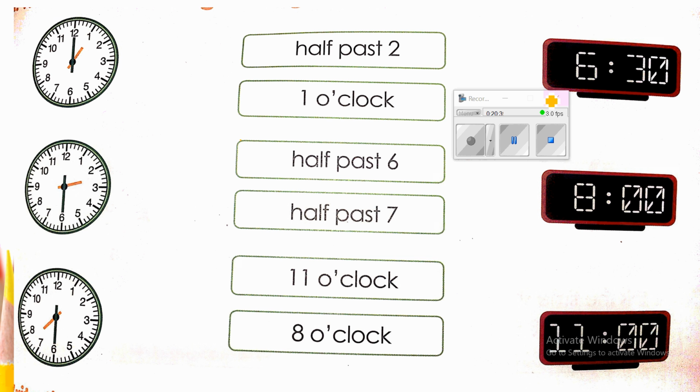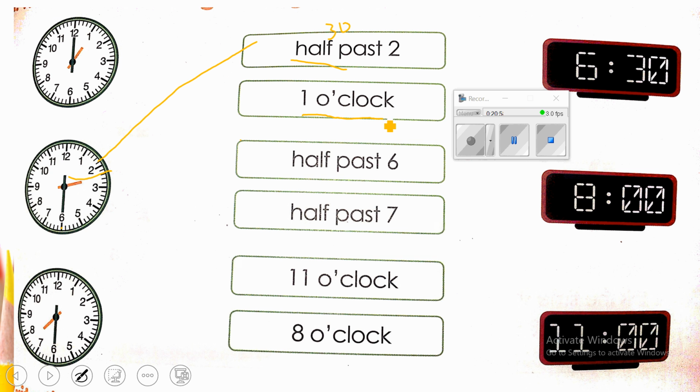Let's read. 2:30. Half past, that means 30. Where is 30? Yes, 30 is here. Is this 2? Yes, perfect. This is 2:30.